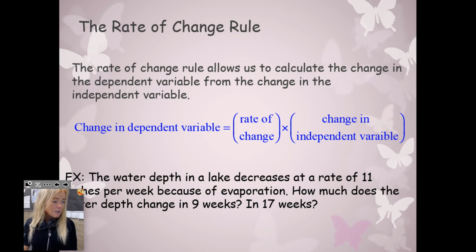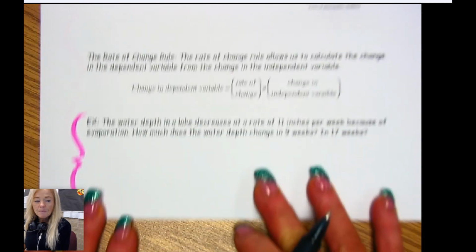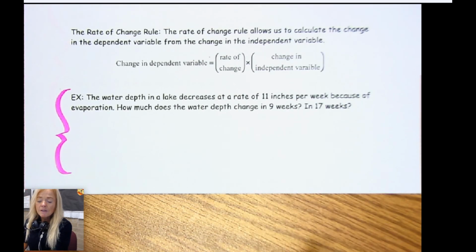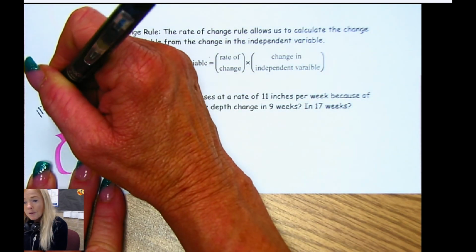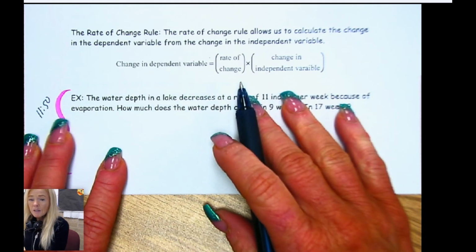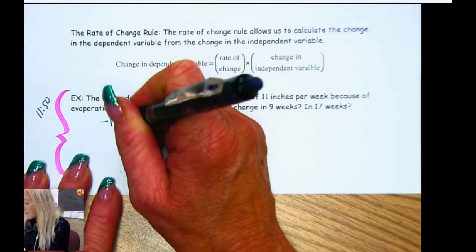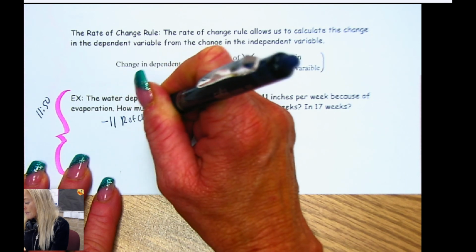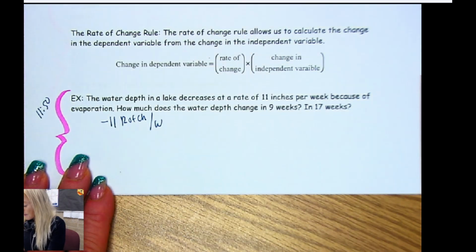And we're going to go back to our notes so that I can go through this example. All right, the water depth in a lake decreases at a rate of 11 inches per week because of evaporation. How much does the water depth change in 9 weeks and in 17 weeks? So if the water depth in the lake decreases at 11 inches per week, then we would say that's a -11 rate of change per week, right? And it's because of evaporation. The water is evaporating, and then the water goes down 11 inches in the lake.